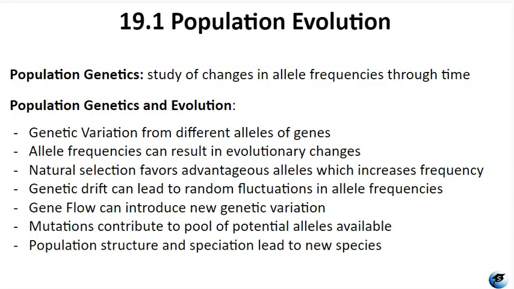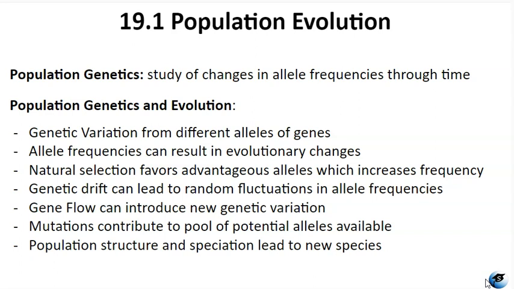Population genetics is a branch of biology that studies the genetic composition and variation within populations of organisms. It focuses on understanding how genes and alleles are distributed and how they change over time within a population. Population genetics aims to explain the patterns and mechanisms of genetic changes in populations and how these changes can lead to evolution. Population genetics plays a significant role in understanding natural selection, the driving force behind evolution. Natural selection favors advantageous alleles that enhance an organism's fitness for survival and reproduction, leading to an increase in their allele frequency in the population.